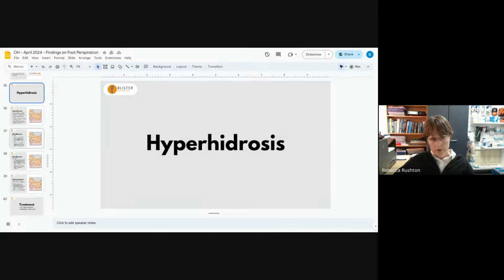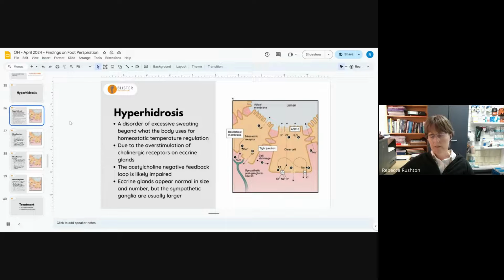Okay, let's move on to hyperhidrosis. Hyperhidrosis is a disorder of excessive sweating for no good reason. So it's not people that sweat a lot when they exercise, and it's not people that sweat a lot when they're stressed out. It's people that just in a resting state with no thermal or psychological stimuli, they sweat profusely. That's what hyperhidrosis is. So it's a disorder of excessive sweating beyond what the body uses for homeostatic temperature regulation.